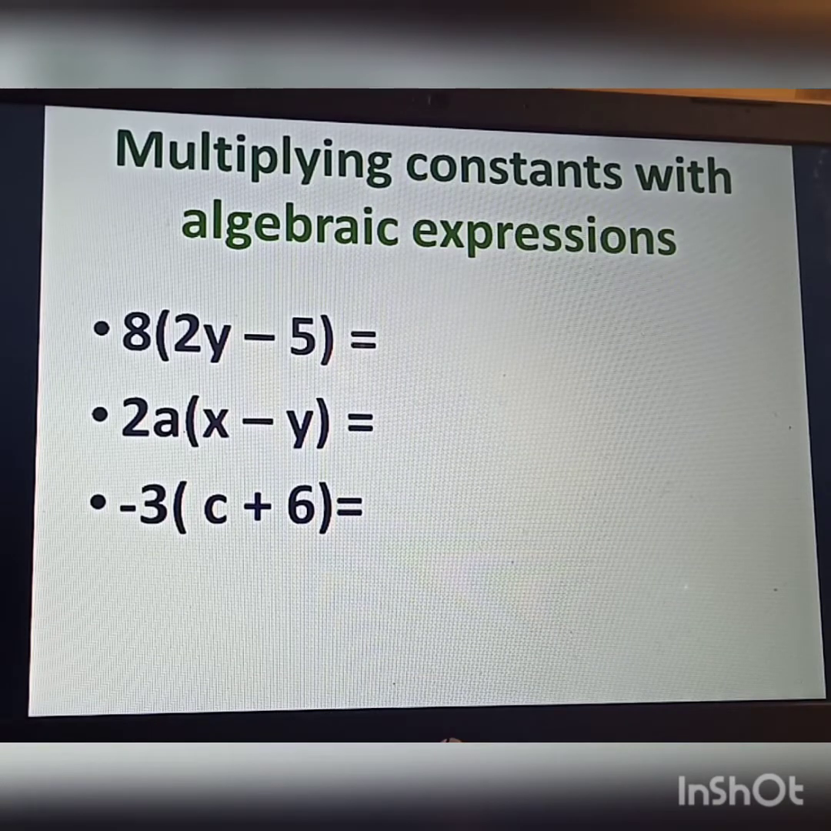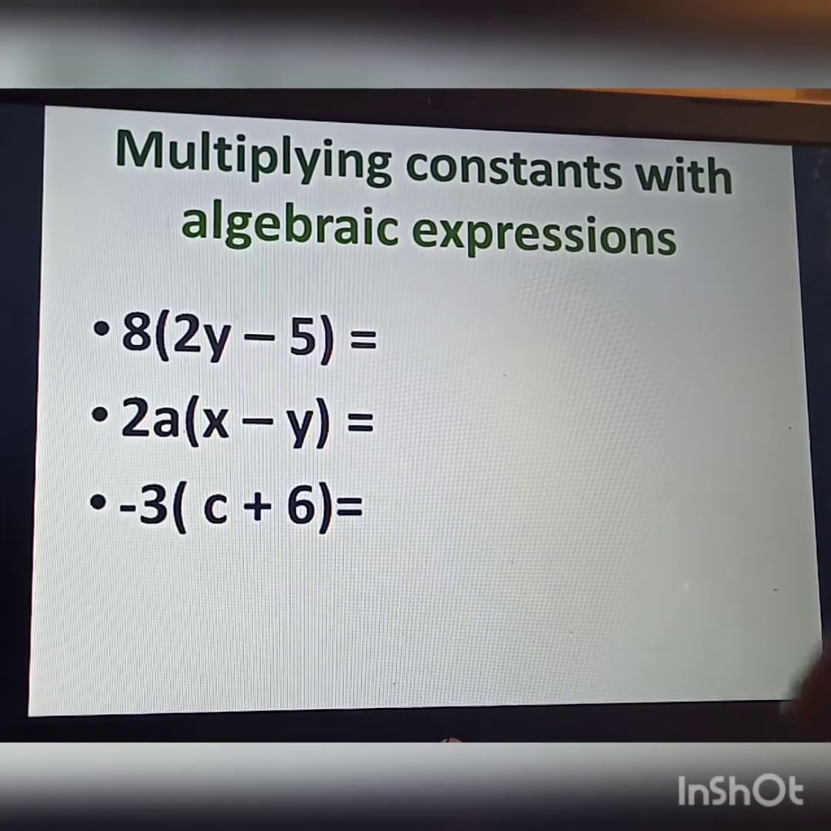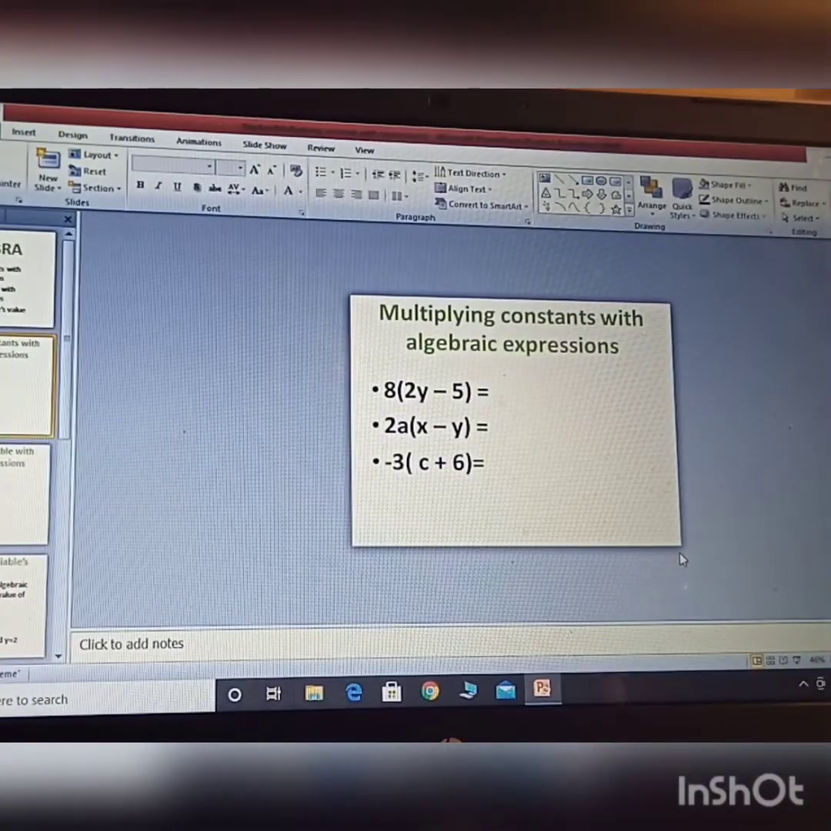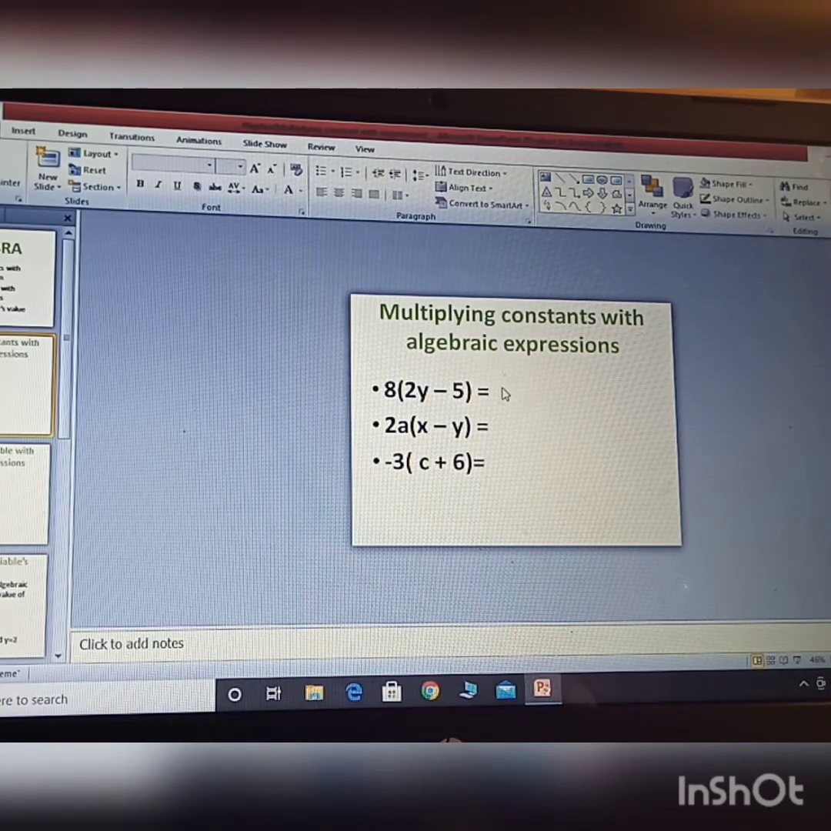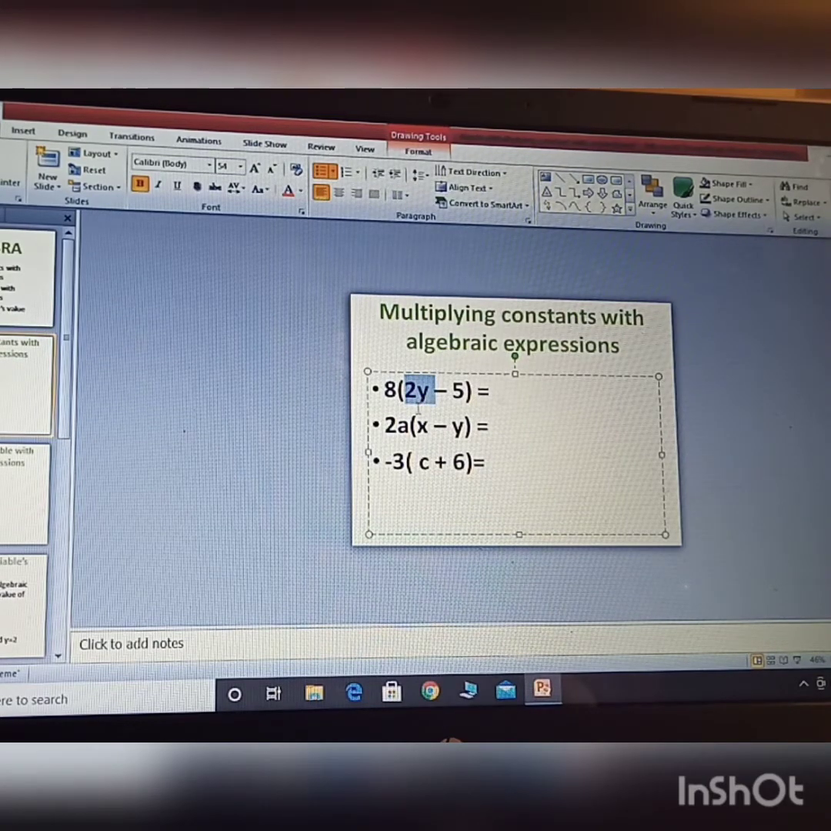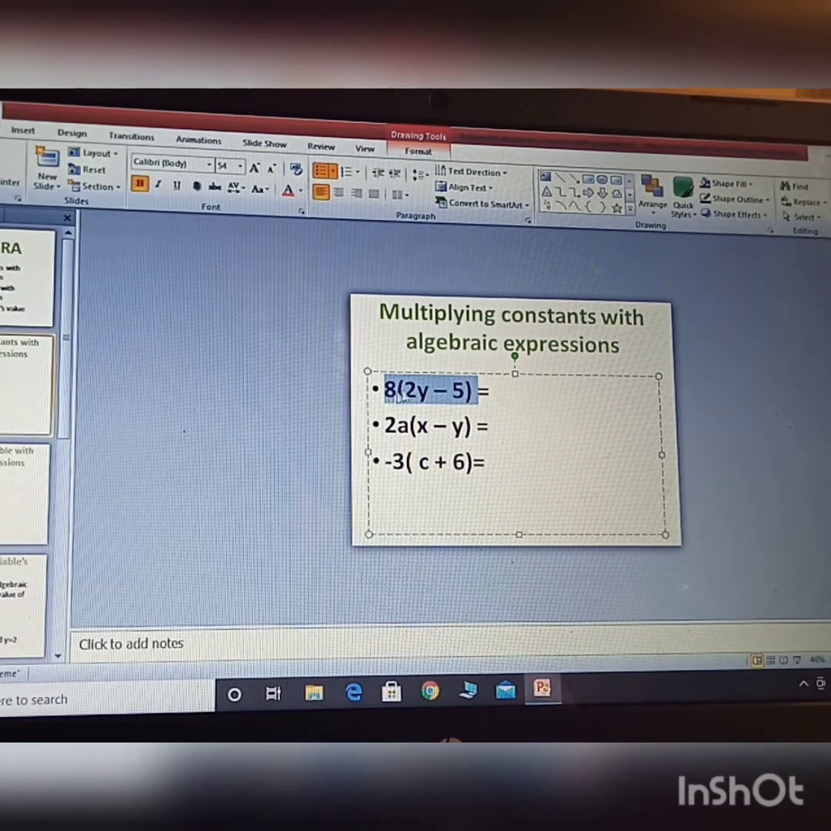Multiplying constants with algebraic expressions. I will guide you through this using three examples which are in front of you. Let me show you this on the screen. I hope it is visible to you. So this first one, you can see 8, then in brackets 2y minus 5 is written. This is an algebraic expression, 2y minus 5, and what we are supposed to do is multiply a constant 8 with this expression.